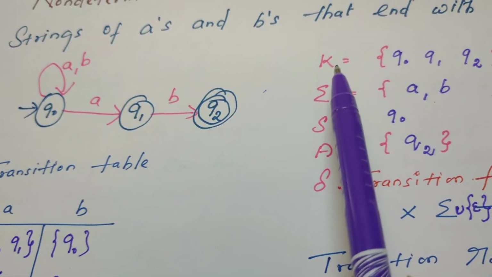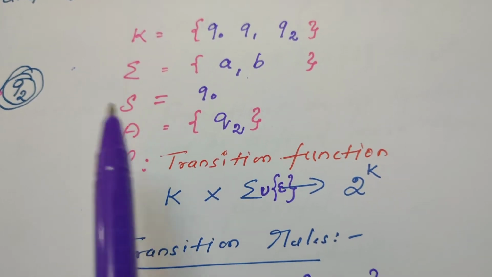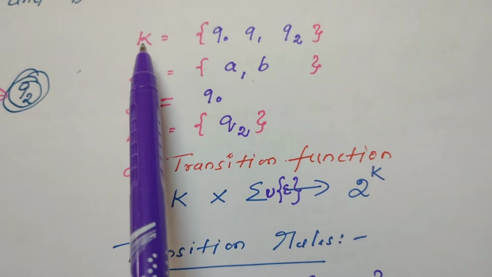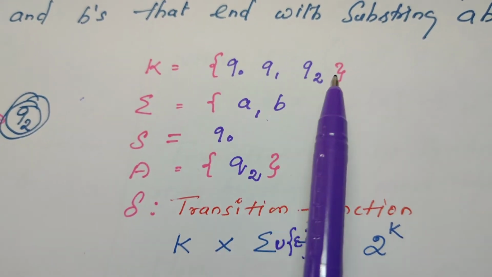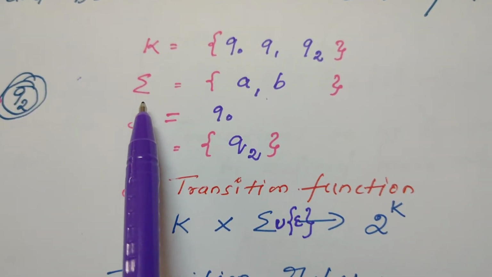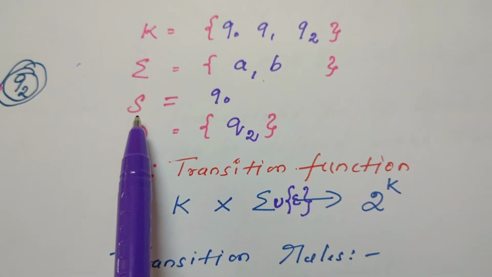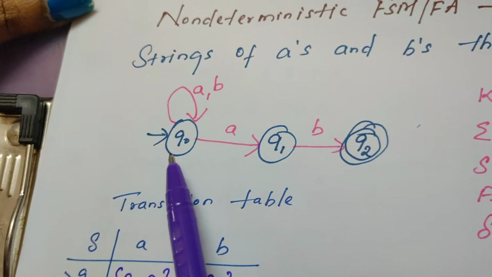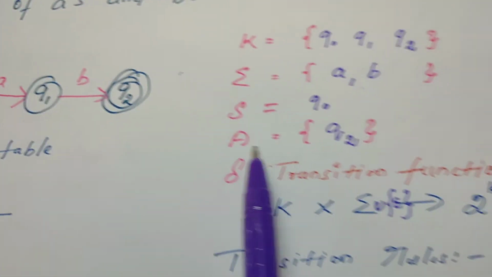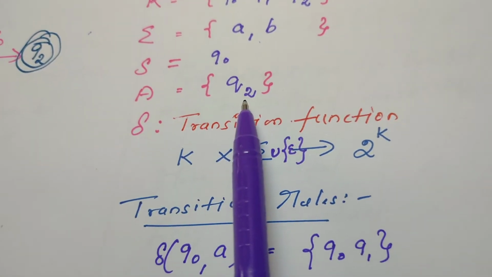NFSM is defined by 5 tuples K, sigma, delta, S, A. Let us define all those 5 tuples first. K is a set of states Q0, Q1, Q2. Sigma is a set of input symbols A and B. This S is nothing but the start state of the transition diagram, which is Q0 here. A is a set of accepting states or the final state, Q2 here.